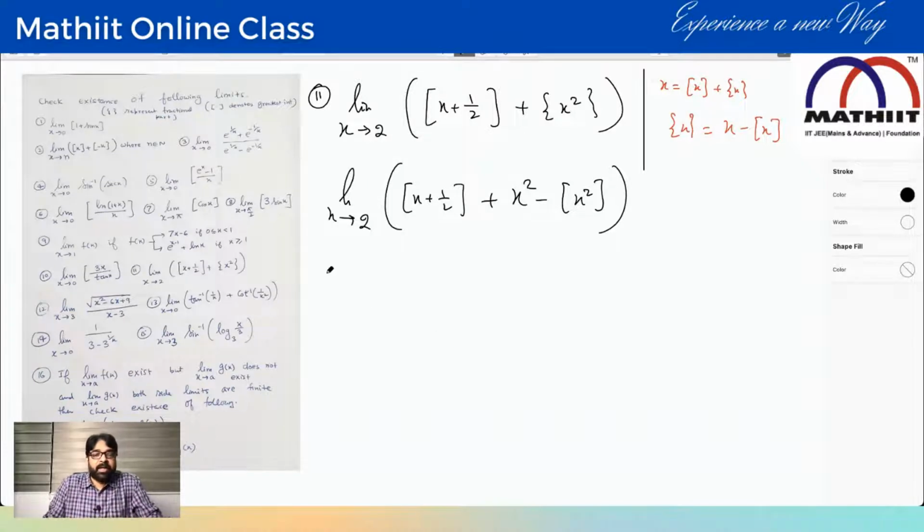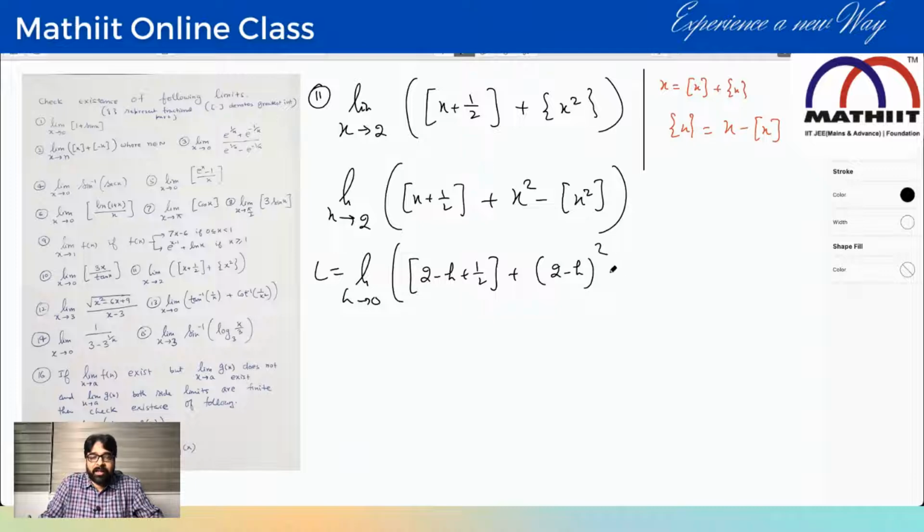Now, left hand limit. Let's start. Limit h approaches 0. x will be replaced by 2 minus h. So, greatest integer of (2 minus h plus 1 by 2) plus (2 minus h) whole square minus greatest integer of (2 minus h) whole square. Watch it. It looks very dirty, with this many greatest integers. But it's very simple. Cool down and concentrate.